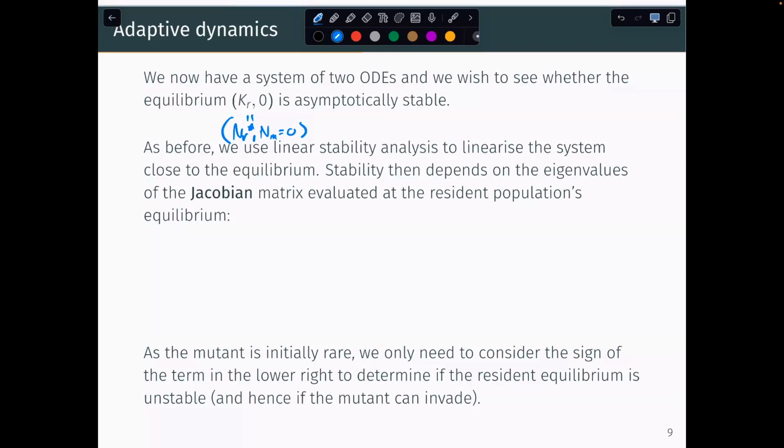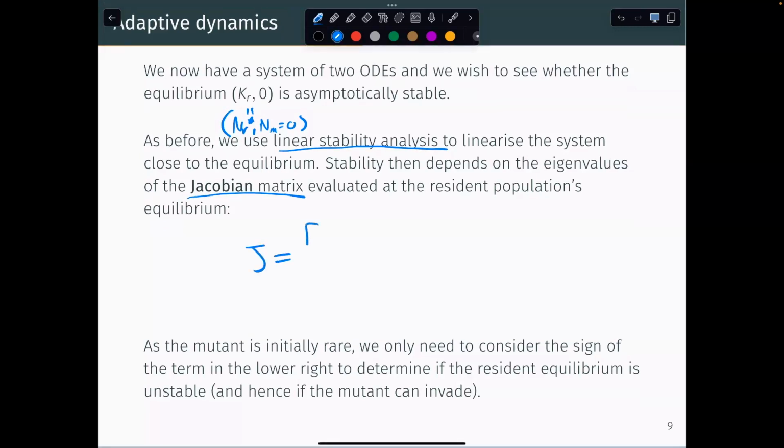So as before, we need to use linear stability analysis again. We're linearizing now around a system with two ODEs, around this steady state here, AR0. We're dropping those nonlinear terms. Ultimately, the dynamics are given by a Jacobian matrix. Again, if you need a bit of a refresher on linear stability analysis in 2D, let me know if you're not familiar with this.